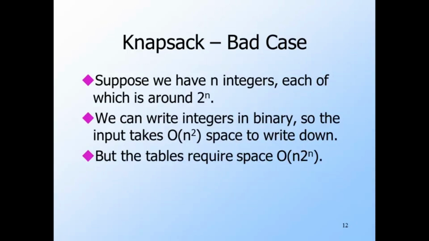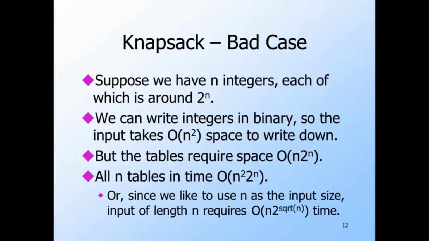But a table then requires about n 2 to the n entries and at least that much space to write down. That is, the sum of all n integers can be around n times 2 to the n. We can't construct one table in time less than its length, so the total time of the algorithm is on the order of n squared times 2 to the n. But the input size is n squared, and n squared 2 to the n is not a polynomial function of the input length.